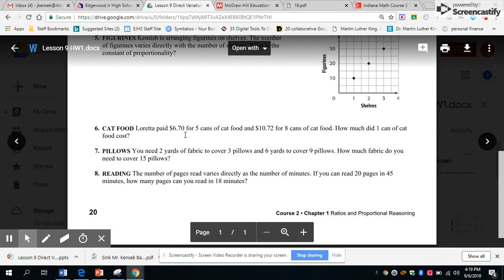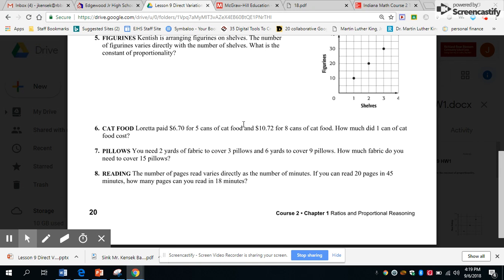So in the first one, $6.70 for 5 cans or $10.72 for 8 cans. Think about how we figured out unit rates. The amount of dollars per can is just one step of division. Both pieces of information should give you the same answer. So we're looking for the cost per can.